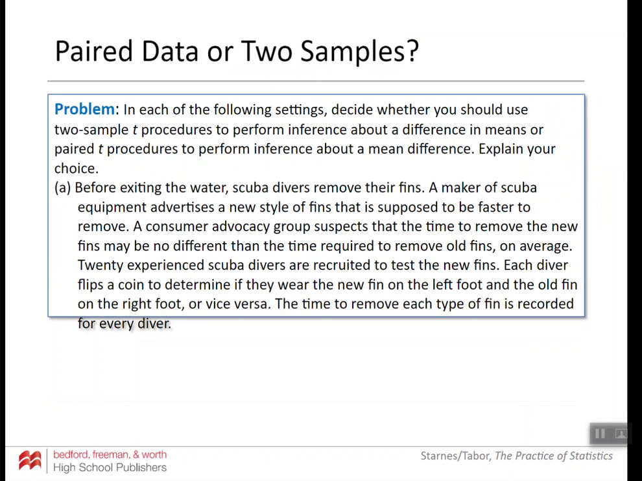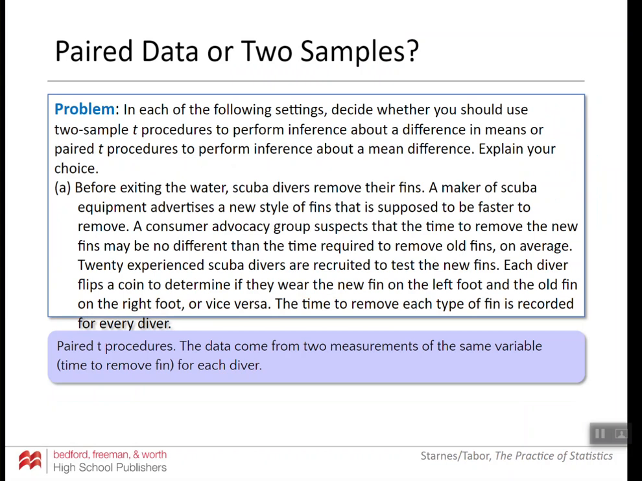This is going to be a paired t-test. You have two measurements of the same variable for each diver. Every diver has one new fin, one old fin, and they're comparing how long it takes them to take off both of them. So it is a paired t-test.